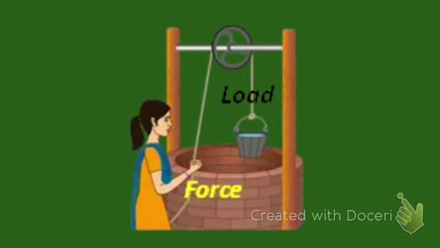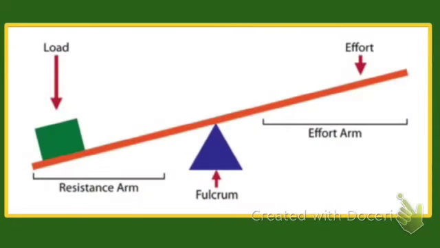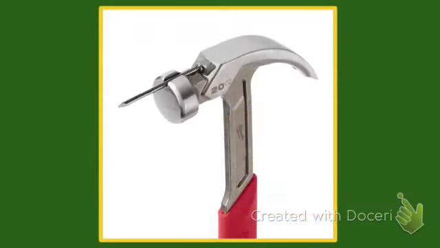A pulley is a machine consisting of a wheel which is designed to have a rope passing around it. A pulley enables us to lift heavy weights by pulling the rope downwards. A lever is a simple machine consisting of a rigid rod balanced at a fixed point or fulcrum. A claw hammer used to pull out nails is an example of a lever.